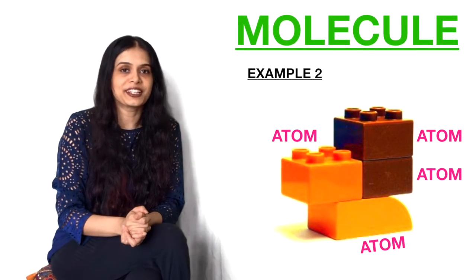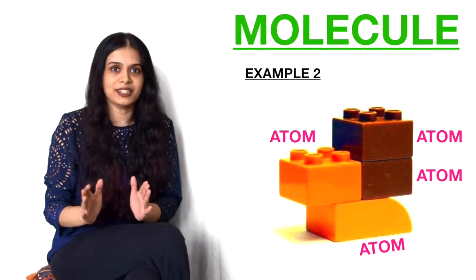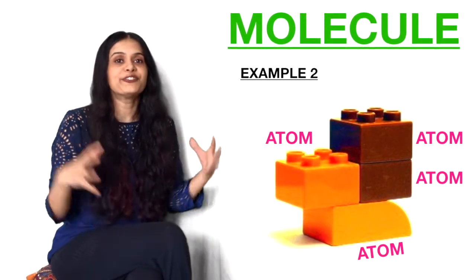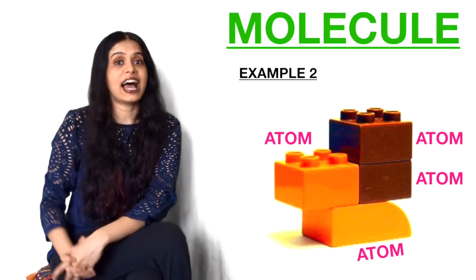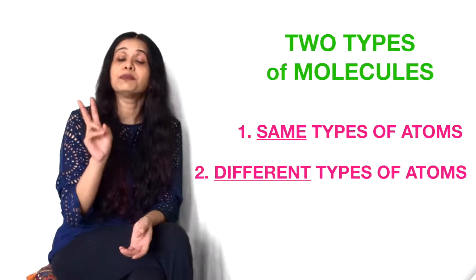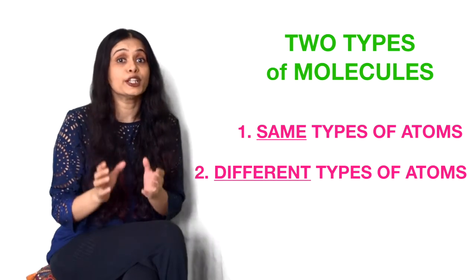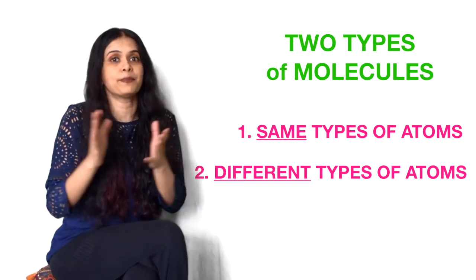ये तो थे Lego bricks, but in real life what happens? It is atoms that make up the world, right? Not Lego bricks. Different atoms join together and they form molecules. There can be 2 different types of molecules. The first type is that a molecule is formed with the same type of atoms.